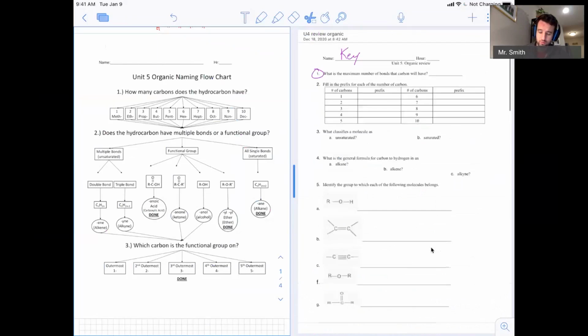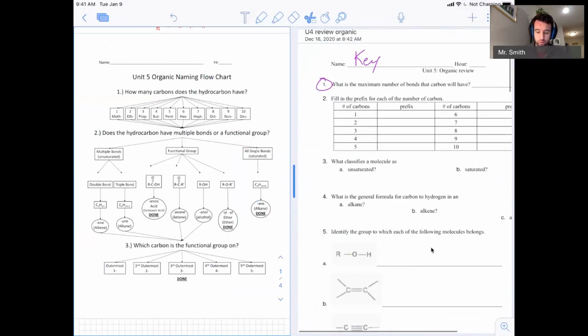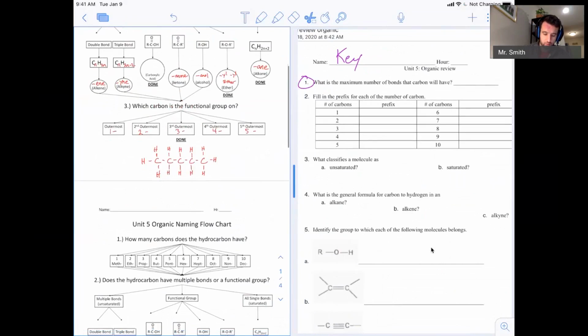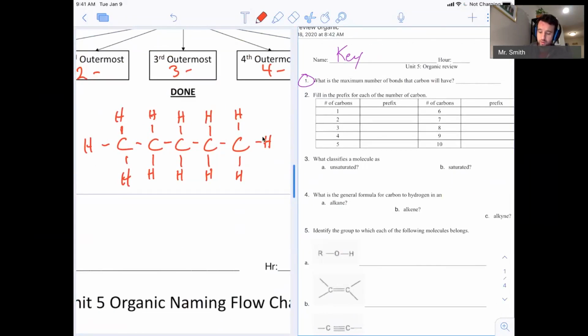So let's start with the first question. First question's asking, what's the maximum number of bonds that a carbon will have? So if we look over here at an example of one of our carbons, here is pentane. You'll notice that it has 5 carbons, and every single carbon has 4 lines coming off of it. So when we're asking ourselves, how many bonds is carbon going to have? It's going to have 4. That's pretty standard. So that can mean 4 single bonds, 2 double bonds, a double bond and 2 single bonds, a triple bond and a single bond, a whole bunch of different things. Pretty much everything other than a quadruple bond, because we don't see those happen.